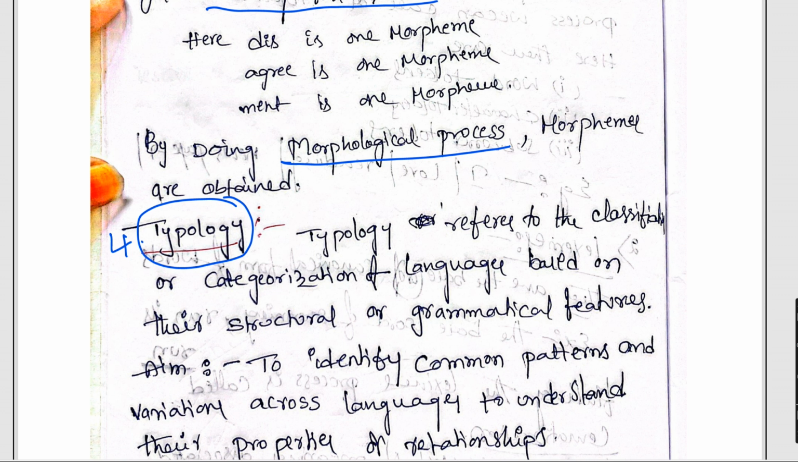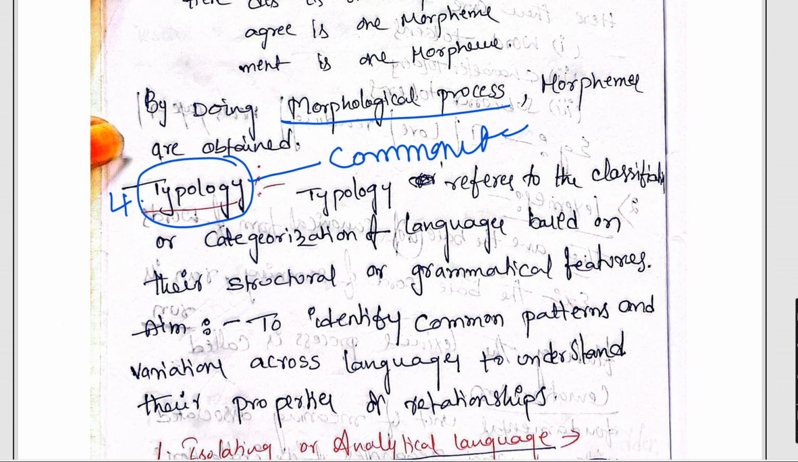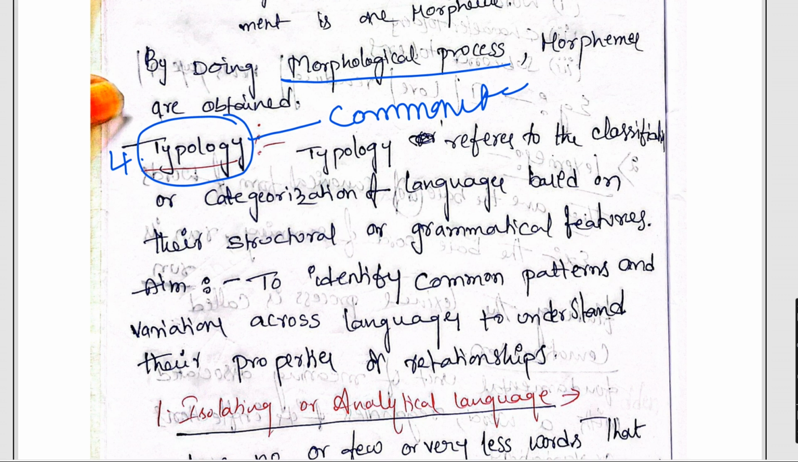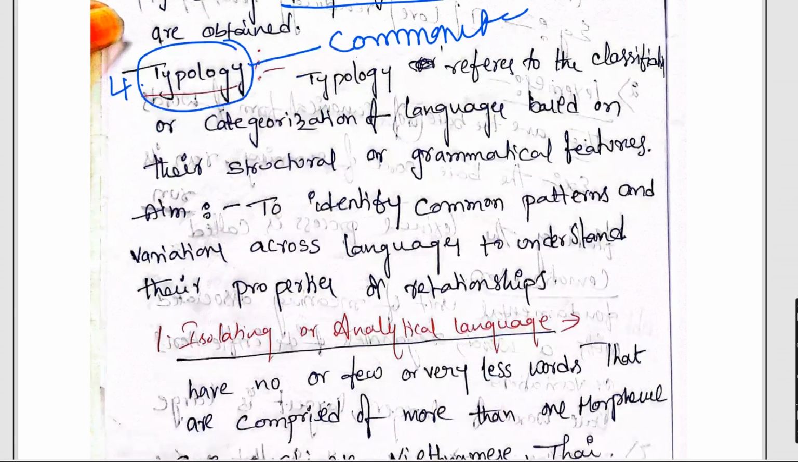So here remember one very important thing. What is the main aim of typology? In any language we need to find out the common patterns and variations to understand the properties of the relationship of the words. Based on the structure of the language and the grammatical features of the language, we can find out the common patterns in different languages. So here we will consider simple examples of languages.